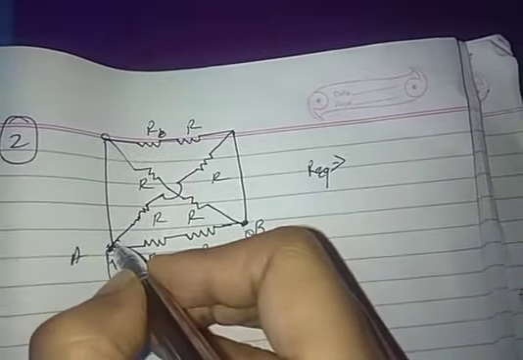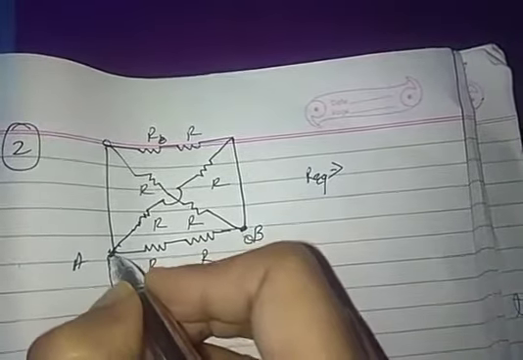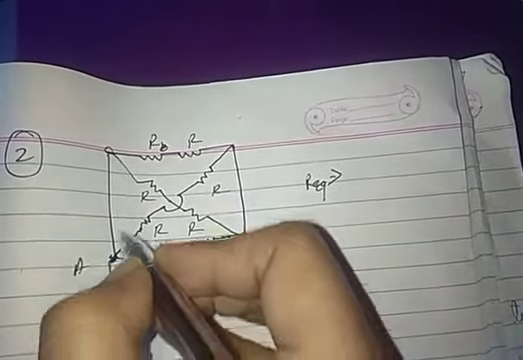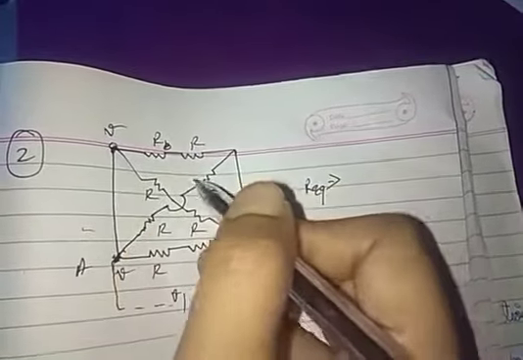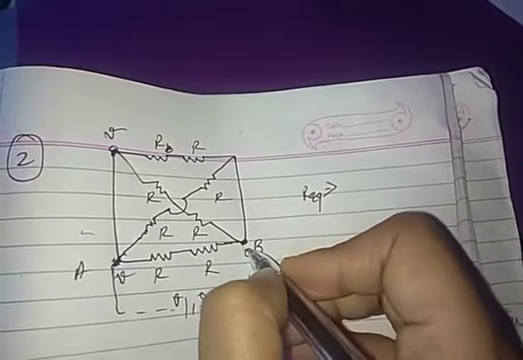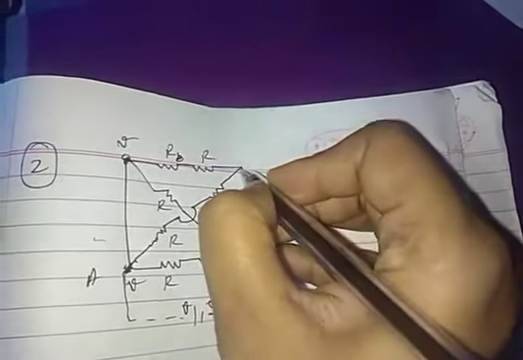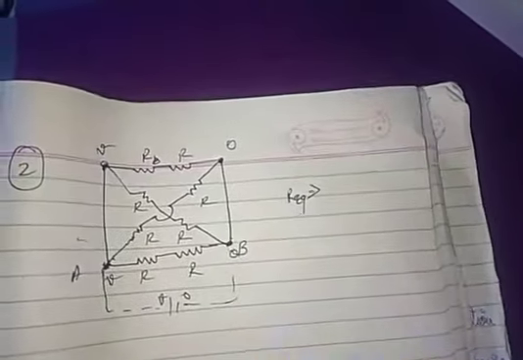Just start from here. The potential at this point is V. The potential at this point is also V, because here no resistance is there, no inductor is there, no battery is there. So potential drop doesn't take place. Here the potential is 0. So at this point also potential will be 0.